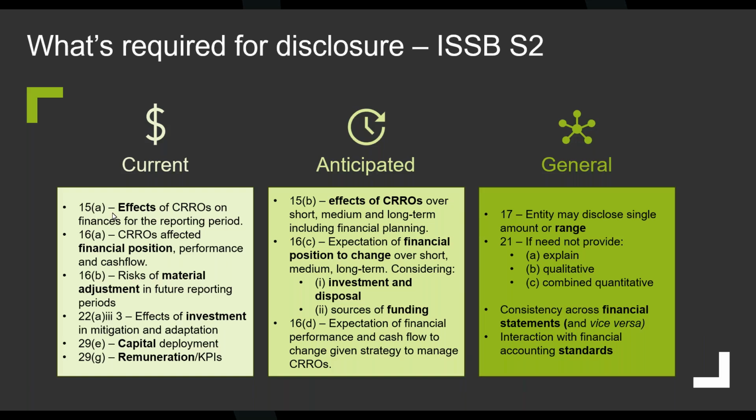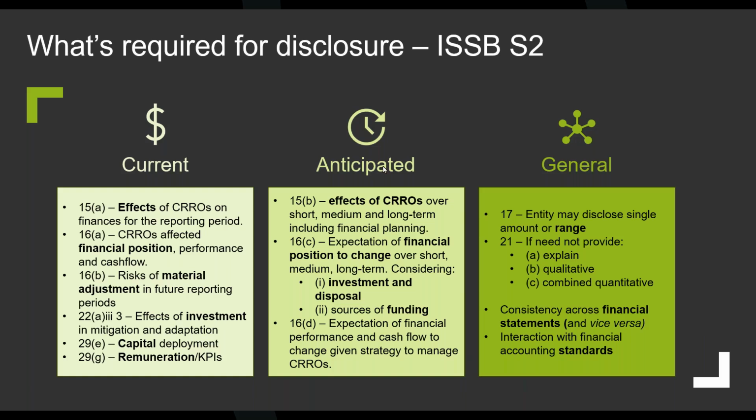Another practical point in the standard is that if you're not, or not yet, in a position to provide financial impact forecasts for specific risks, you might choose to explain why not and provide a qualitative assessment instead. And in some cases, it might make sense to provide combined quantitative assessments where separate effects aren't identifiable. These are effectively proportionality mechanisms that we'll touch on in a bit more detail shortly.